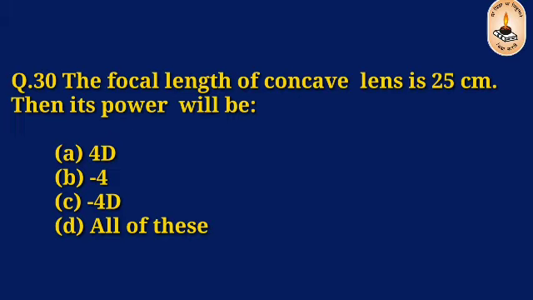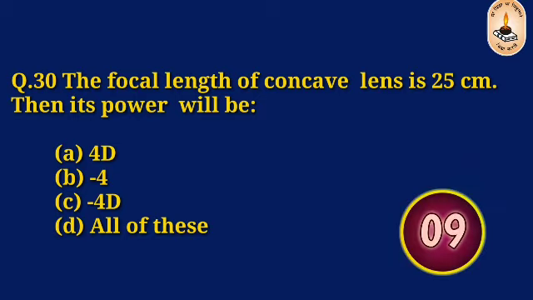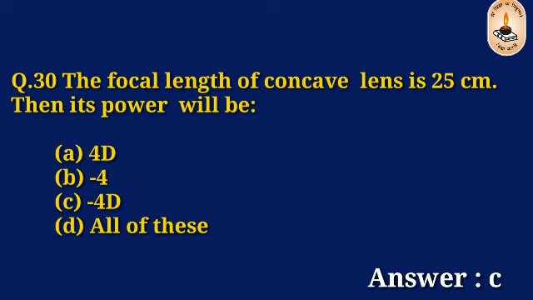Question number 30. The focal length of the concave lens is 20 cm. Then its power will be 4D, minus 4, minus 4D, all of these. The right answer is C, minus 4D.